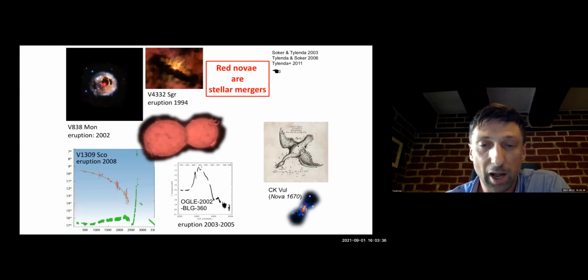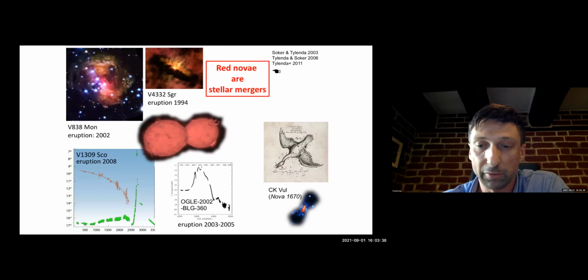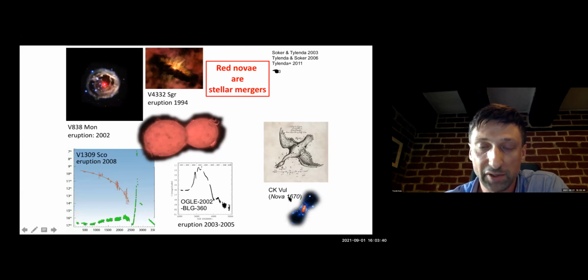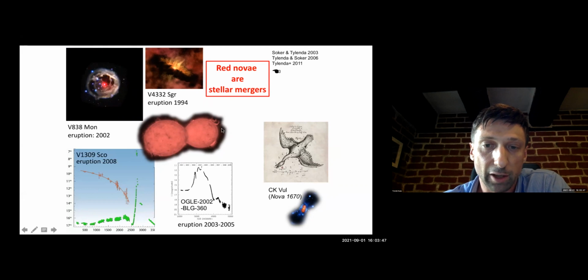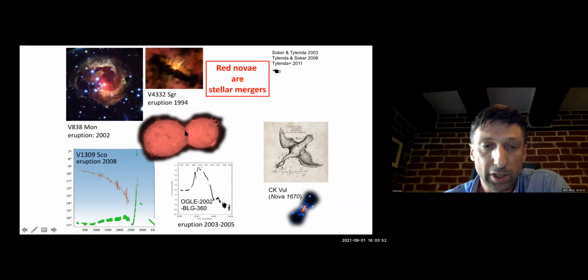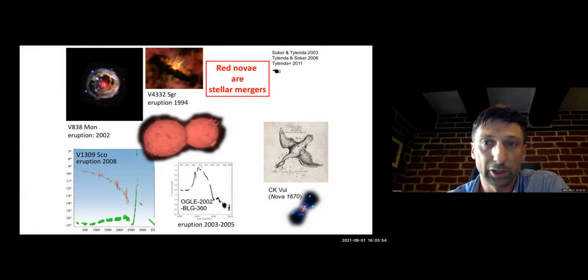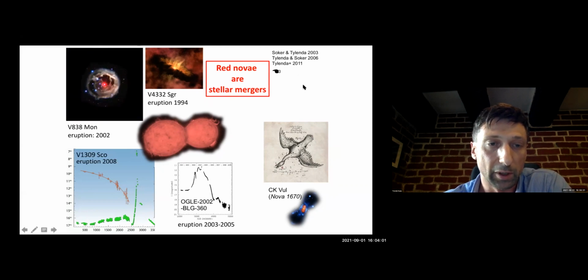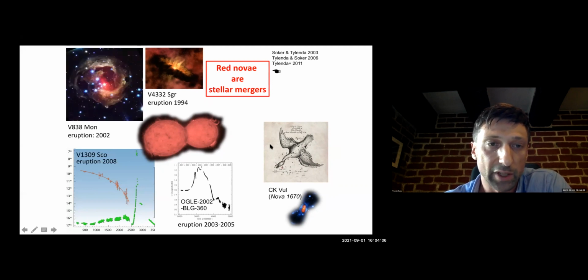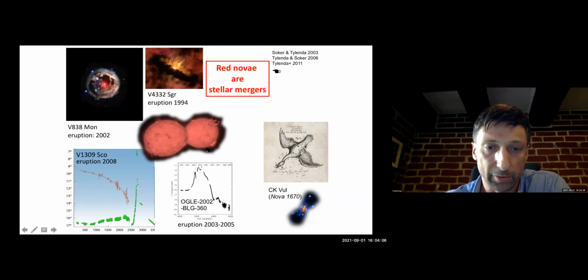The oldest one is the remnant of CK Vulpeculae, which was observed by Hevelius in 1670. But of course, as you probably all are aware, there are over a dozen of similar objects that have been identified in the Local Group of galaxies. So they all share the same characteristics, and it was shown by Noam Soker, Romuald Tylenda and others that the best interpretation of those eruptions is that they are manifestations of ongoing stellar mergers.